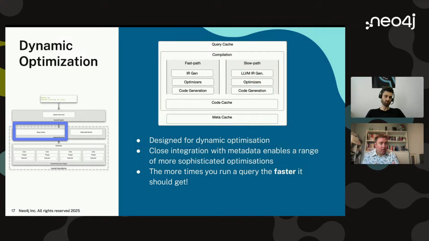And the idea here is that we actually get a big performance jump. So the more you run a query, the more information we get, the better we can optimize it. And then when we can't optimize it anymore, we turn it into machine code and it gets faster. So cool. This is one of the cool things that we're working on.